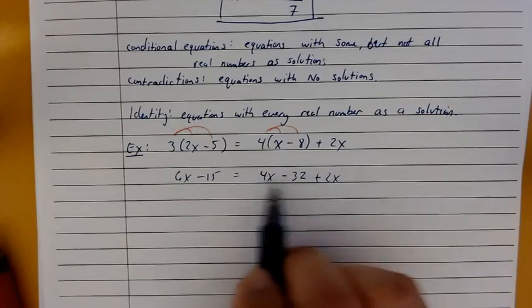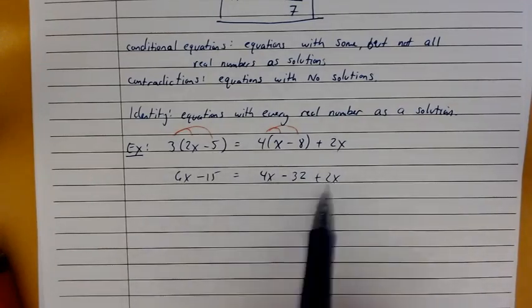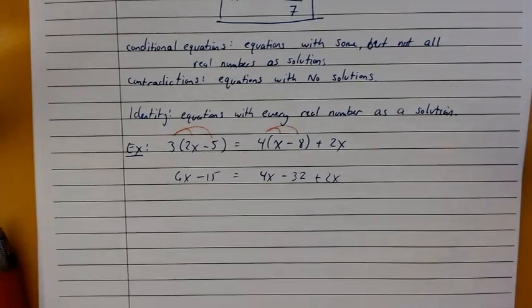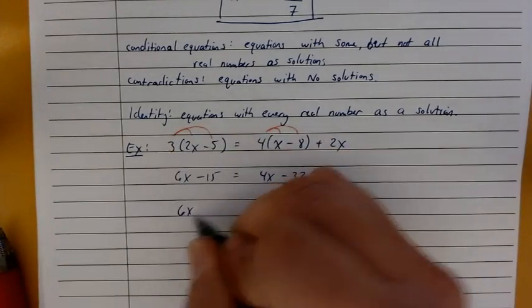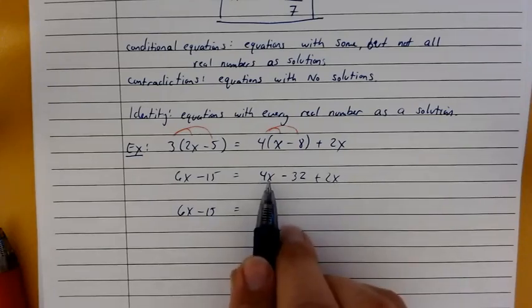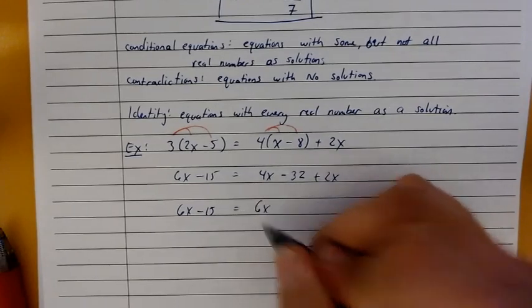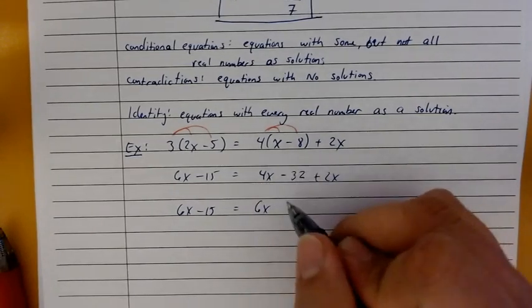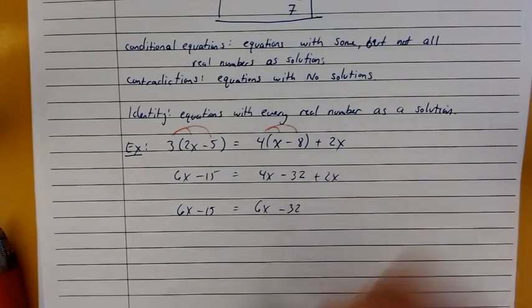But now we do have some like terms. Over here we didn't, but here we do. Okay, so let's combine our like terms. Here, let me just bring that down. 6x minus 15. Here, when I combine my like terms, I have 4x plus 2x, which is 6x. And then my minus 32 is not like those, so that'll stay separate.